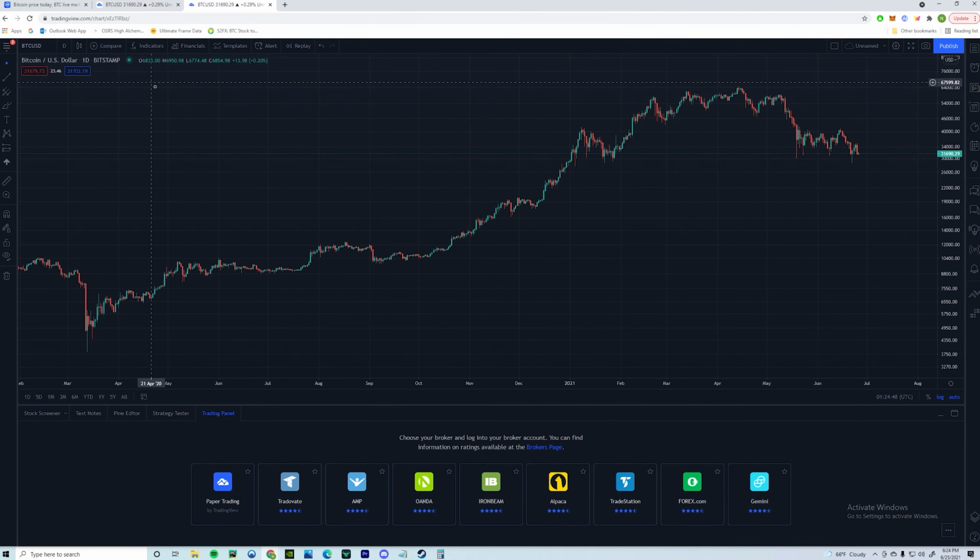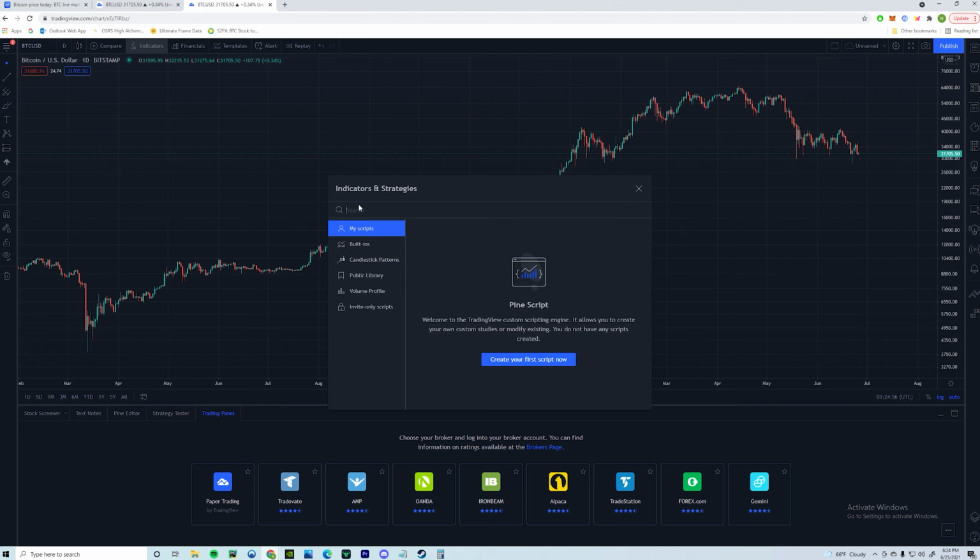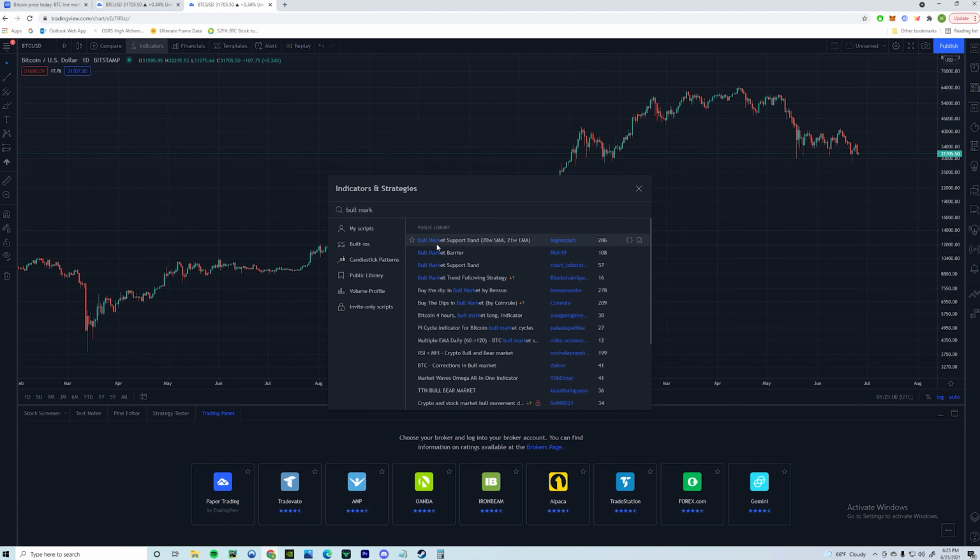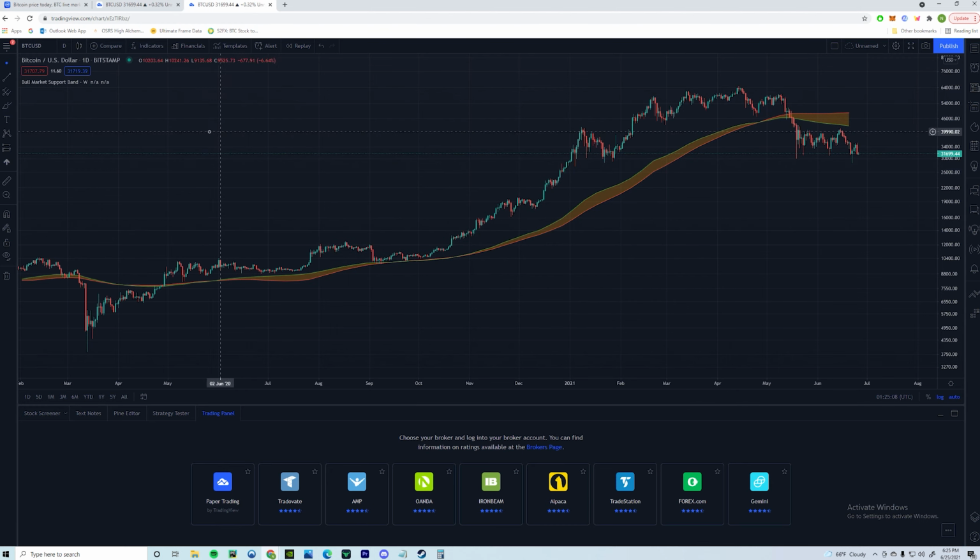So the first indicator that we're going to look at is the bull market support band. So we're going to go to FX indicators right here, and then my scripts, and we'll type in bull market, and it's this one, the bull market support band 20-week SMA and the 21-week EMA. So we'll click this one, and it will show up in this bar right here, and you can turn it on or off by clicking the hide button, which is the I right here, or you can delete it by clicking this X right here.